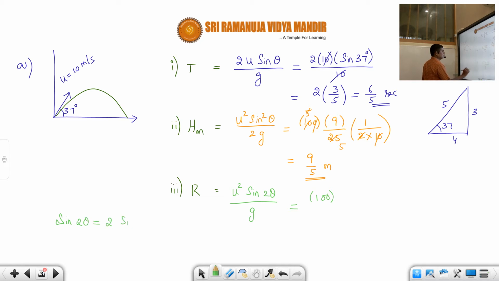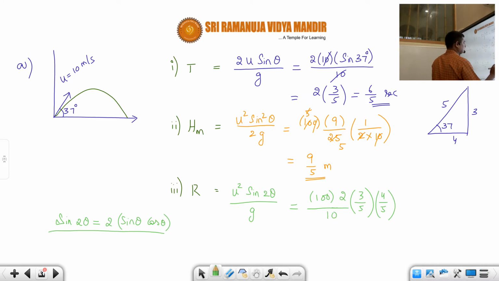Sine 2 theta is equal to 2 sine theta into cos theta. Theta is how much here? 37. So therefore sine 2 theta is equal to 2 sine 37 cos 37. Sine 37 cos 37 anyway we know, so in that sense I am using this formula. It's very easy. So 100 into 2 into sine 37, that is how much? 3 by 5, into cos 37, 4 by 5, divided by g, 10. So that is equal to, the 10 will get cancelled, so 5 2s, 2 2s 4, 4 4s 16, 16 3s 48, divided by 5 meters. This is the range. So that means from here to here the distance covered is 48 by 5 meters.